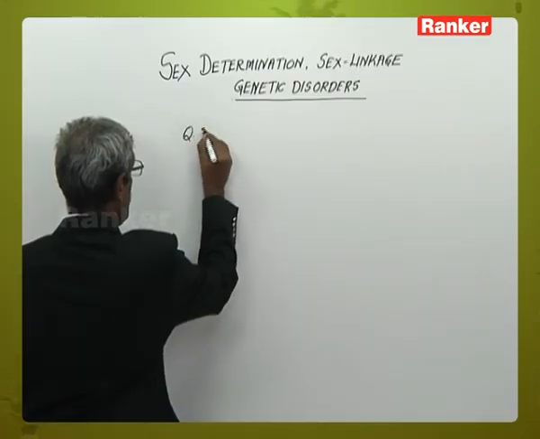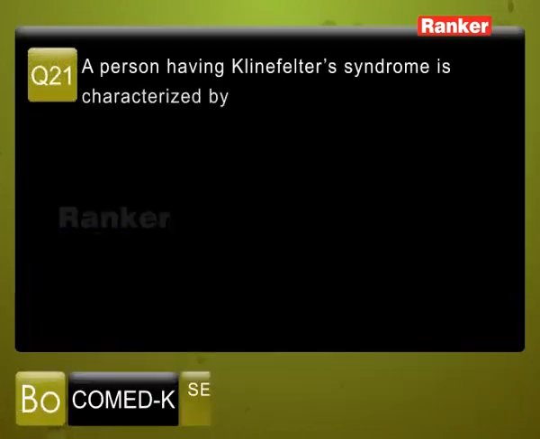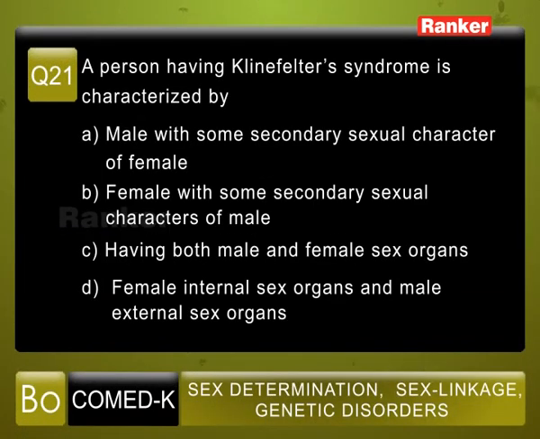Next, we go to question number 21. A person having Klinefelter syndrome is characterized by: choice A, they are male with some secondary sexual characters of a female. B, they are female with some secondary sexual characters of the male. C, having both male and female sex organs. D, female internal sex organs and male external sex organs.